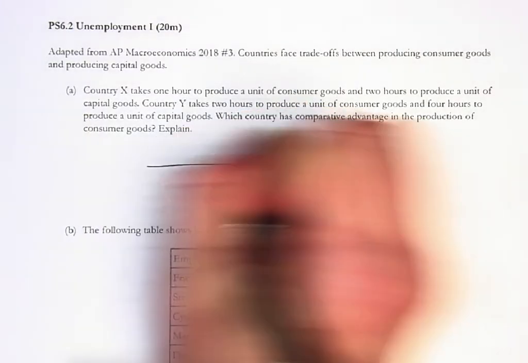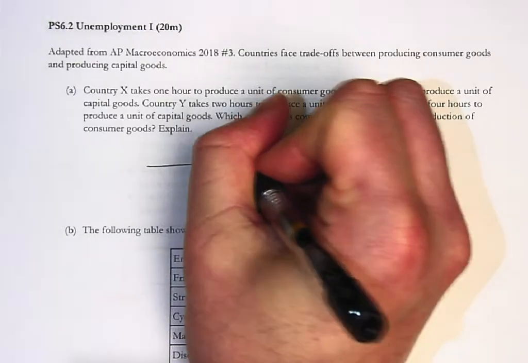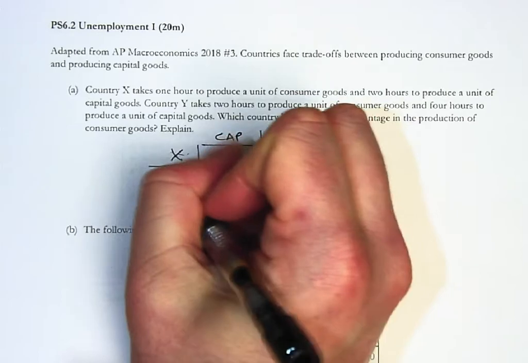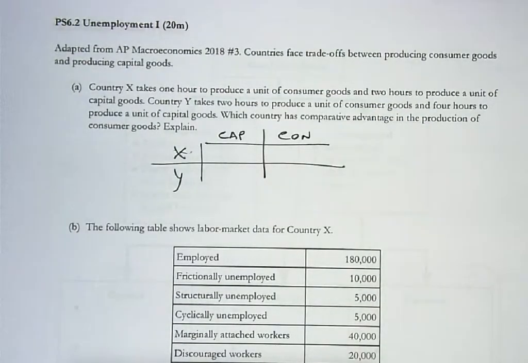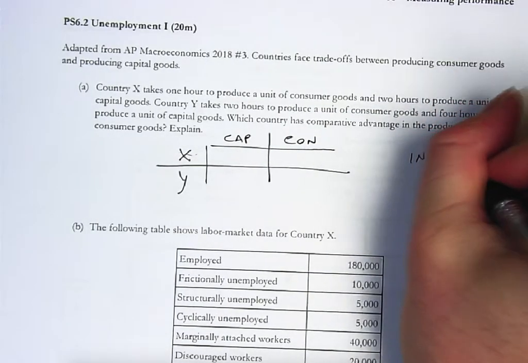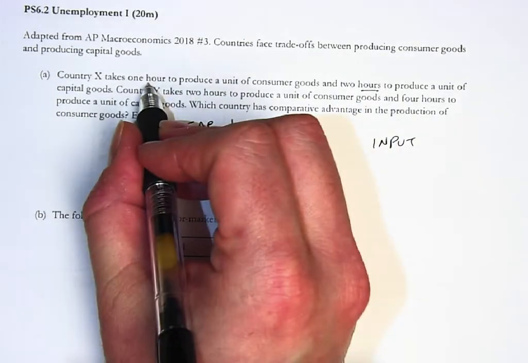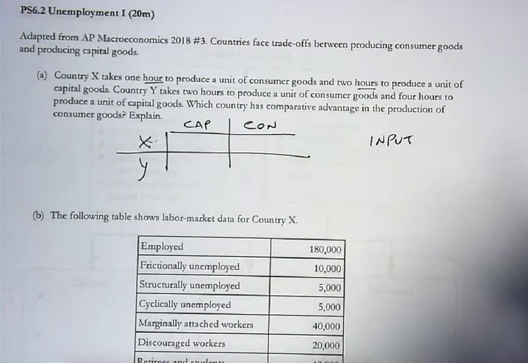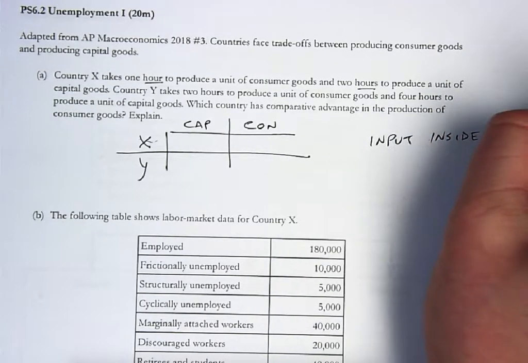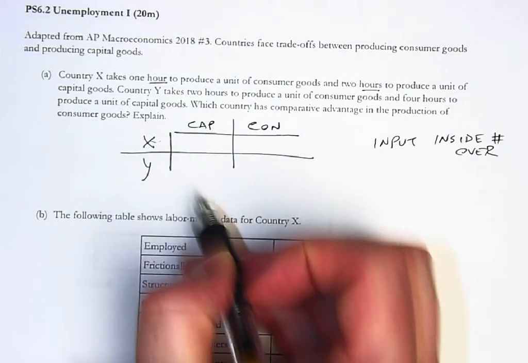So to solve this problem, and this is kind of a review from last semester, we're going to set up a table and we're going to say capital goods and consumer goods, and then we're going to say country X and country Y. And one thing to observe about this problem is that it is an input problem. And we know that because it gives us the time, hours, to make 1 unit of the particular product. And with input problems, we put the inside number over the outside number.